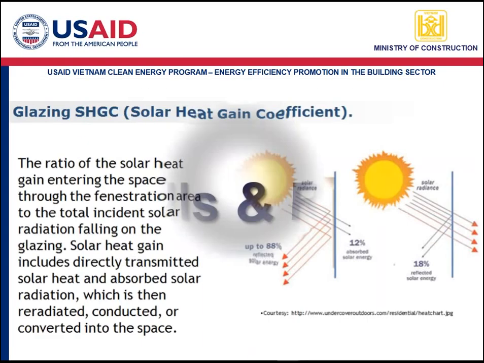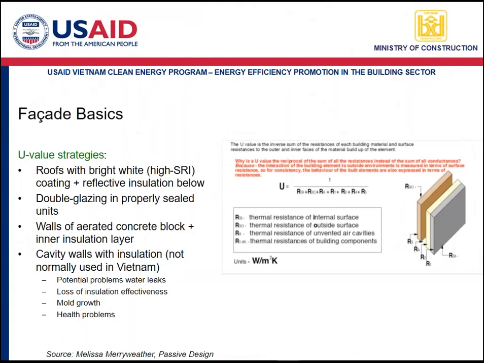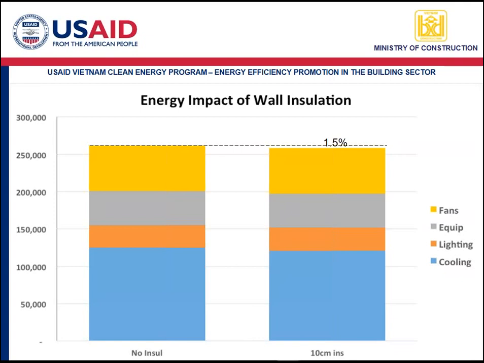Okay. I'm not going to go into the details. Here's the insulation of the walls. It has a very small energy benefit in Hanoi. You add 11 centimeters of insulation to the walls and you gain 1.5%.